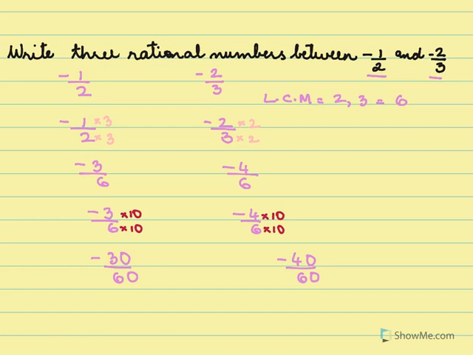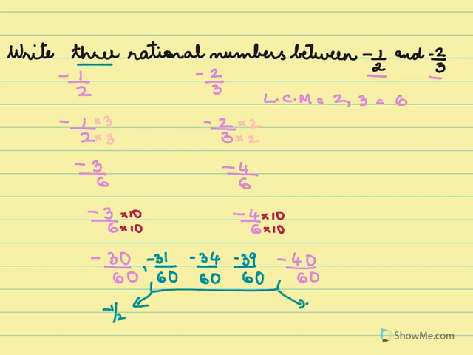Now we've got to put the numbers in between. We need to find 3 numbers. So here put 1, 2, 3 numbers. So that will be -31 by 60. We can put -34 by 60 also, and here -39 by 60. All these numbers lie between -1/2 and -2/3.